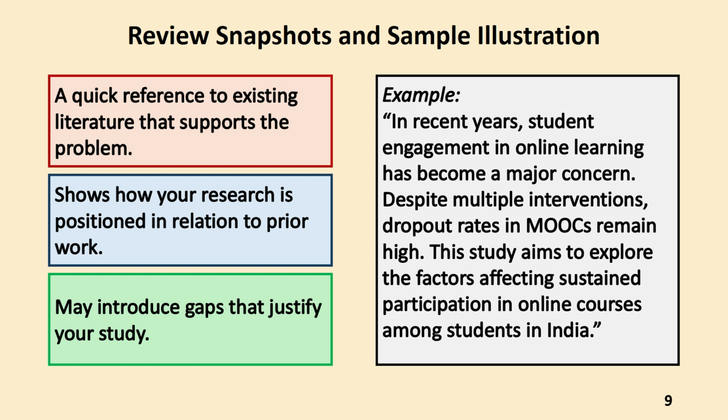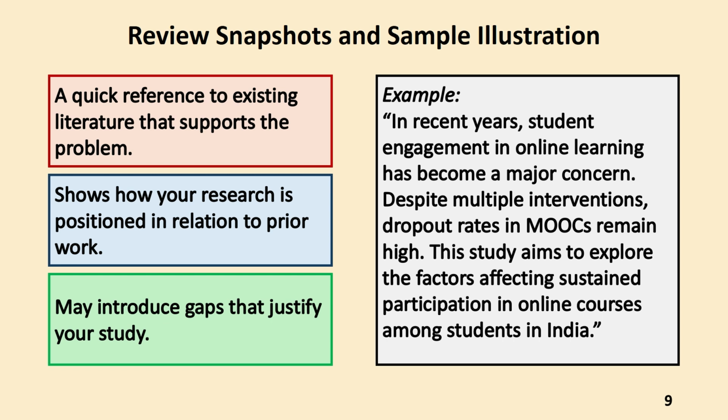Review snapshots and sample illustration. A quick reference to existing literature that supports the problem, shows how your research is positioned in relation to prior work, and may introduce gaps that justify your study. We can discuss it here with the help of an example. In recent years, students' engagement in online learning has become a major concern. Despite multiple interventions, the dropout rate in MOOCs remains high. This study aims to explore the factors affecting sustained participation in online courses among students in India.